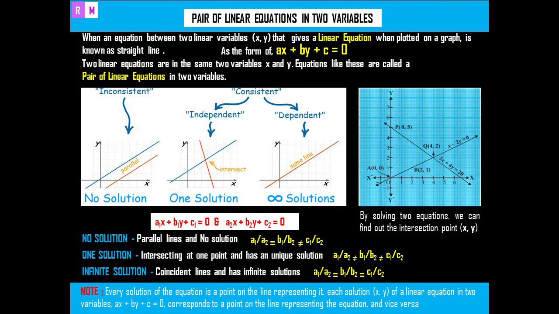Chapter 3, pair of linear equations in two variables. When we deal with two variables in a single equation and the highest power of the variables is 1, this represents a straight line and is known as a linear equation. Hence, ax plus by plus c equals 0 is the general form of a linear equation. If we deal with two linear equations, it is known as a pair of linear equations. Pair means two. We can plot any linear equation on graph paper.